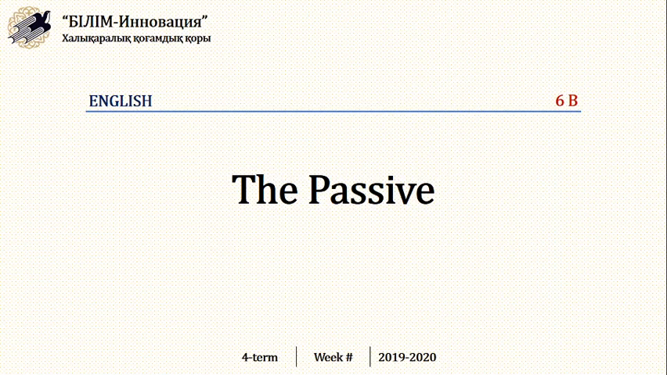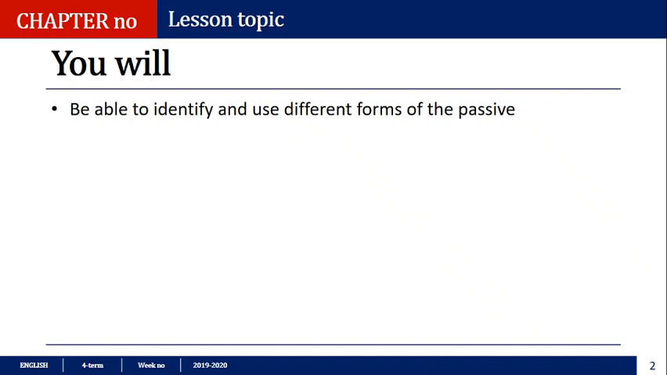And today's lesson is about the passive. It is Upper Intermediate Solutions book for 9th grades and Unit 6B. So let's start, and after this lesson you will be able to identify and use different forms of the passive.